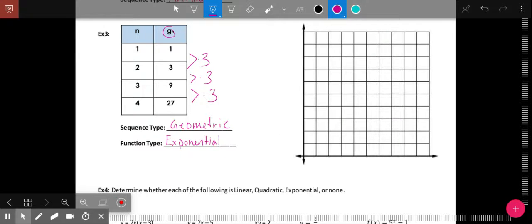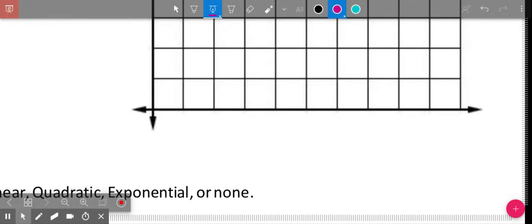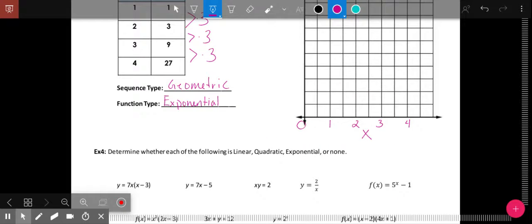Now we do have to graph this. So remember, this is just like our x's and our y's pretty much. So we're going to start with our x-axis. We always start with a 0. And we're going to go 1, 2, I'm going to space that out a little bit more. So 1, 2, 3, and 4. Just to give myself a little bit more room.